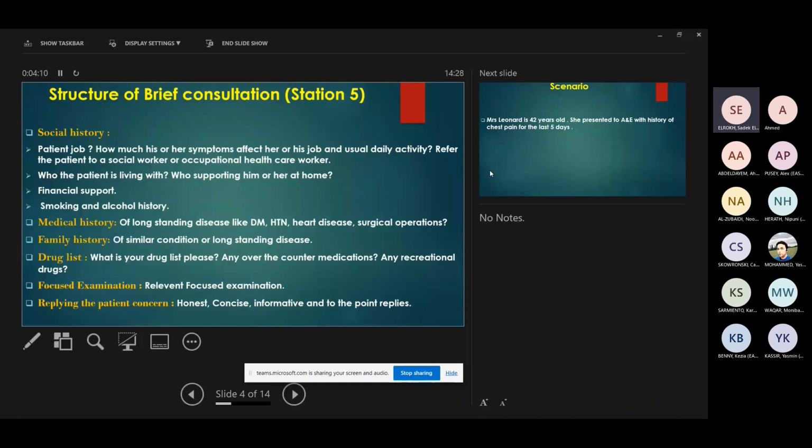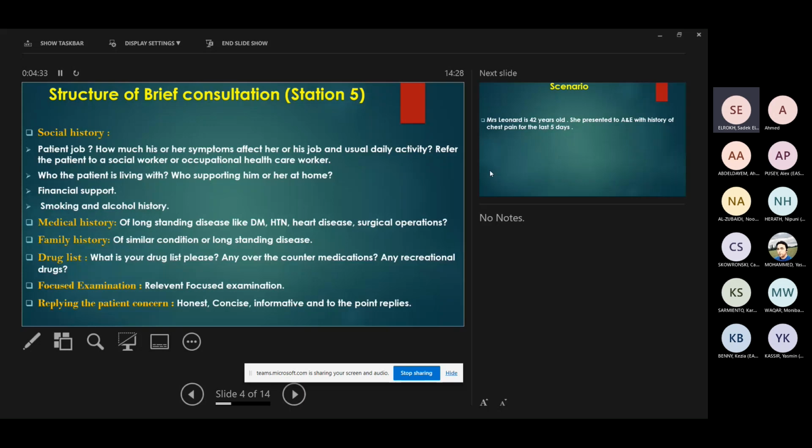Medical history is very important: ask about any long-standing disease like diabetes, high blood pressure, ischemic heart disease, and family history of a similar condition or long-standing disease. Also ask about the drug history: regular medication, over-the-counter medication, or recreational drugs. This is the focused history for station 5.